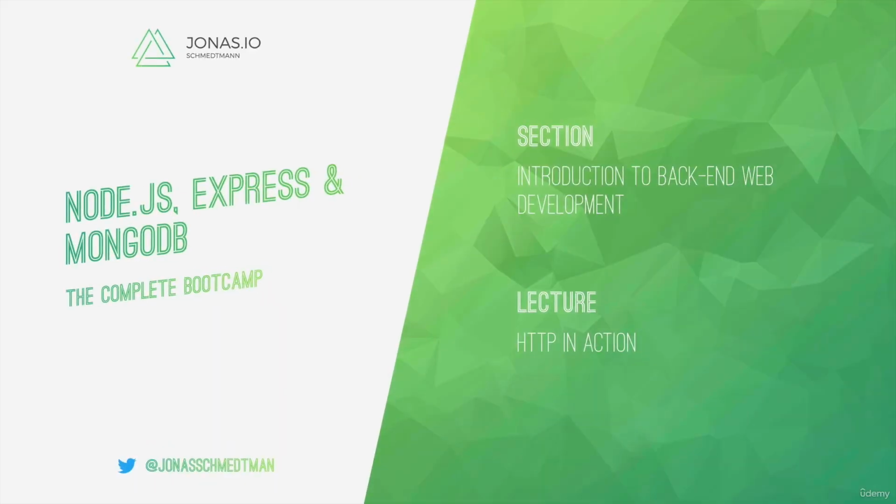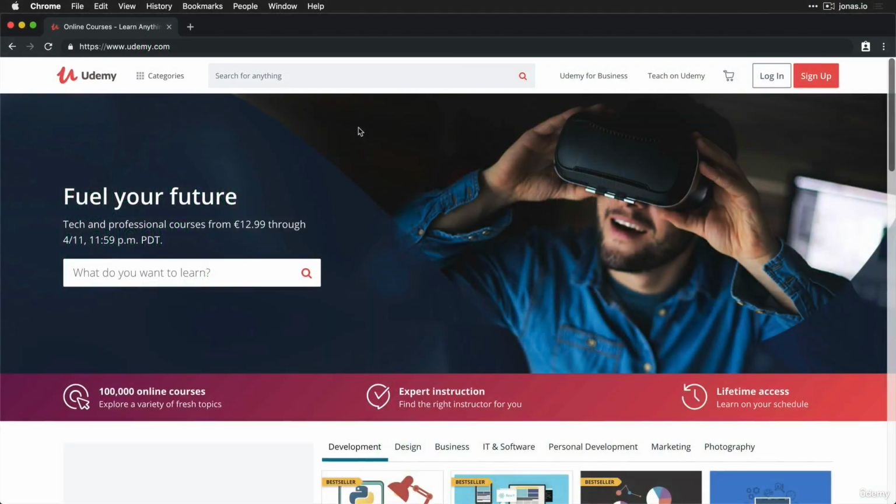So after the heavy theory lecture, let's now actually see HTTP in action and do some requests and take a look at the responses we get using our browser's developer tools. I'm using Google Chrome as my browser and I'm here on udemy.com. So just go to udemy.com and then open your developer tools.